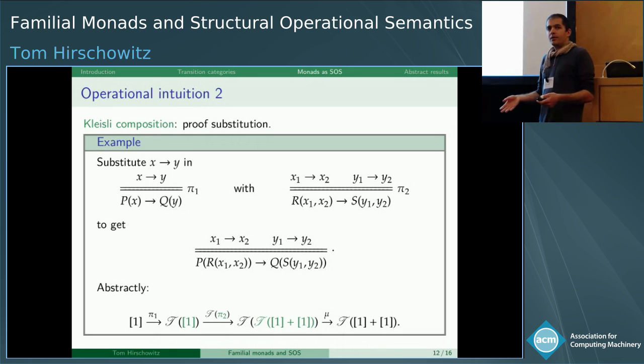You can do this abstractly by composing in the Kleisli category, which means you take pi1 here, which goes from 1 to T of 1, and then you take T of pi2. So remember, pi2 goes from 1 to T of 1 plus 1 because we have two hypotheses there. But because you're working under T here, you arrive in T of 1 plus 1. Then you do mu, and you land back to what you wanted, a proof with two hypotheses.